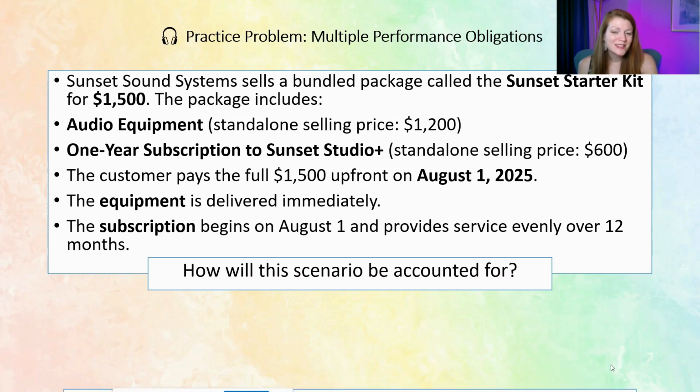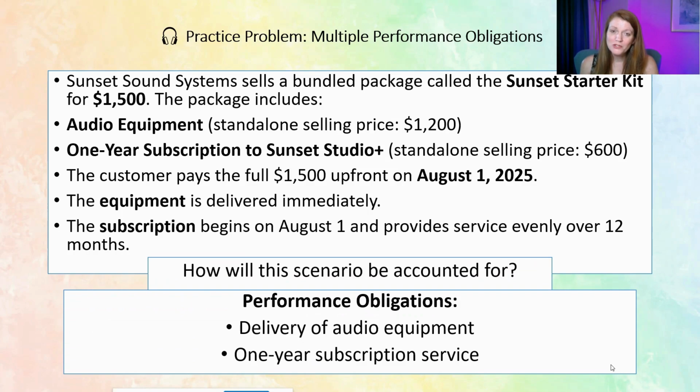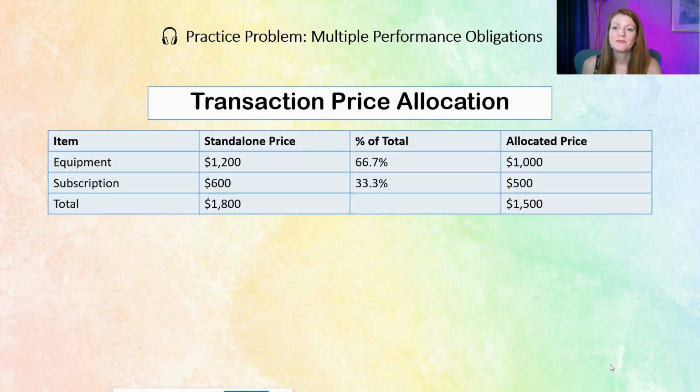So let's talk about how this is going to be accounted for. We've got those two different performance obligations broken out into two distinct performances. We have delivery of the audio equipment that's going to happen right there on August 1st to Alfred. And then Alfred still gets to use 1 year of the subscription. So here's how we could break it out. The equipment would have been $1,200 by itself. Subscription would have been $600. So as I already mentioned, that's a total of $1,800 value. For an $1,800 value, you can have a bundle price of $1,500.